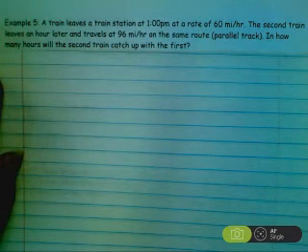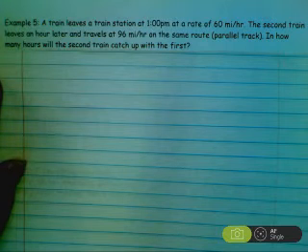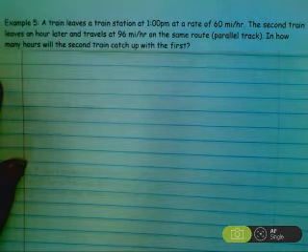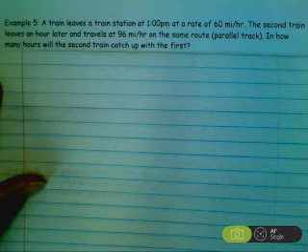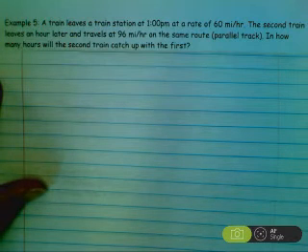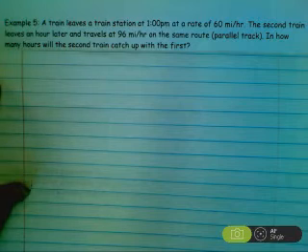In the second kind of problem, we're going to talk about two trains going a combined distance. We're going to set those up in two different videos. In this video, we're going to talk about problems where we have an equal distance.